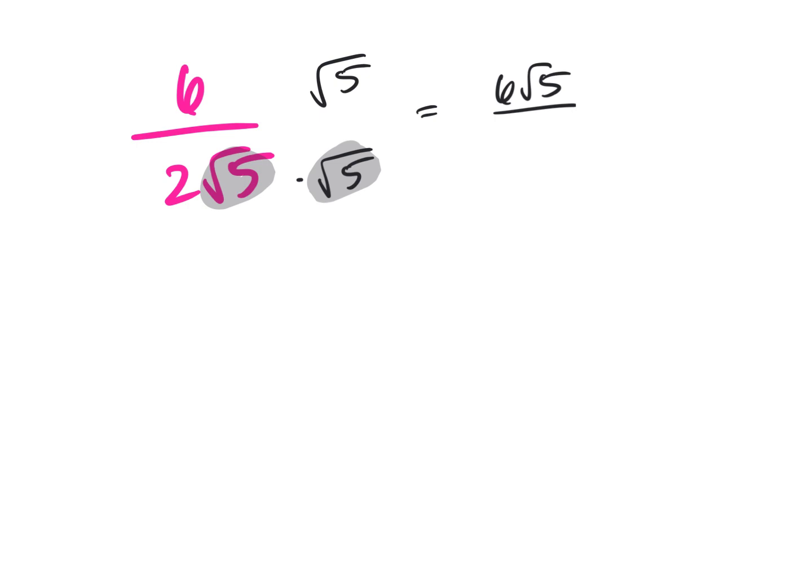My root 5 times my root 5 gets me a 5 times what I already had there. Can anything simplify? 6 and 10. Are either of them under the root? No, so I can simplify them. What would 6 over 10 simplify to be? Divided by 2, it would be 3 over 5.